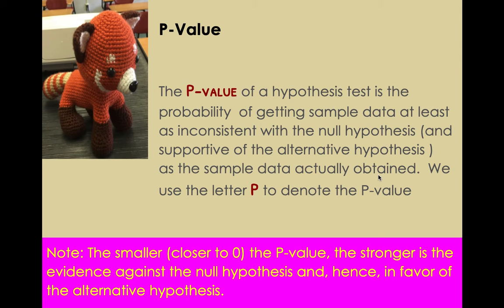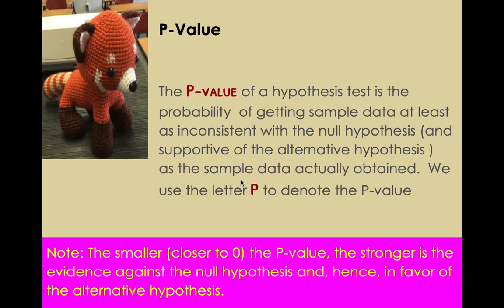So again, the p-value of a hypothesis test is the probability of getting sample data at least as inconsistent with the null hypothesis as the sample data actually obtained. So this p-value is the probability that we're at least that far away from the mean. That far or farther from the mean. We're going to use p to represent the p-value.